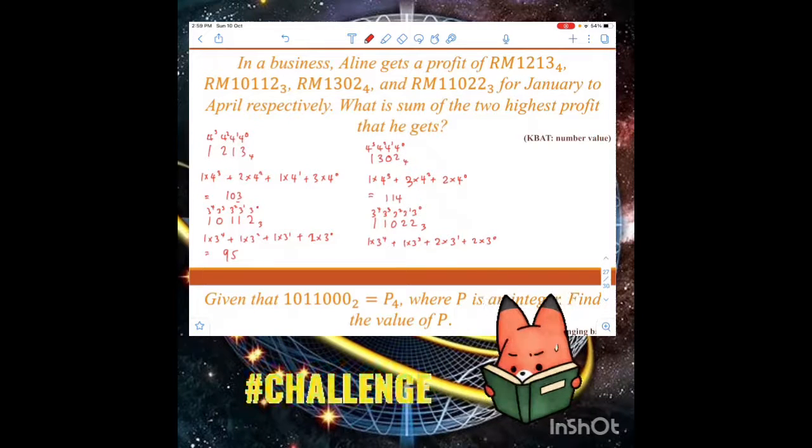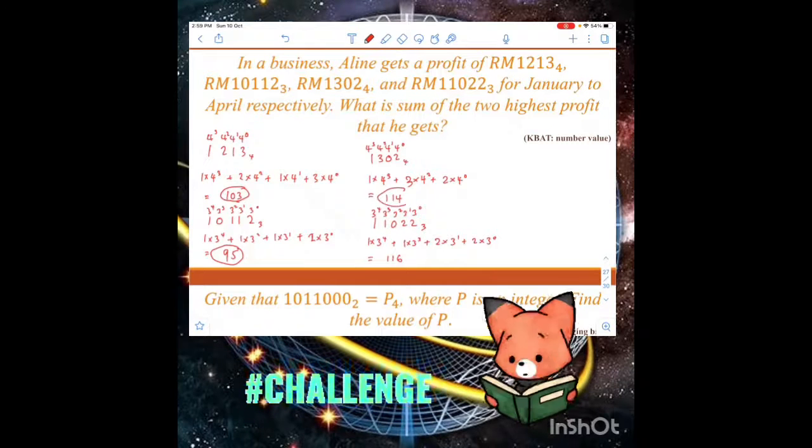3 to the power of 0 still has a value there. Please pay attention to this one. It is 1. So by using calculators, you're going to get 116. You see, this is the way that we can know the value of each of the numbers. Now we can see that the highest are 114 and 116. This one is the second highest, this one is the highest.